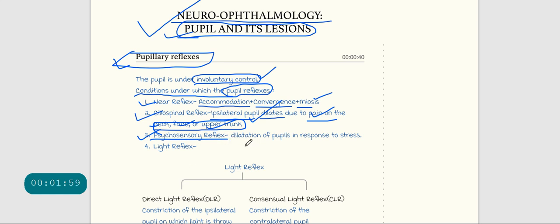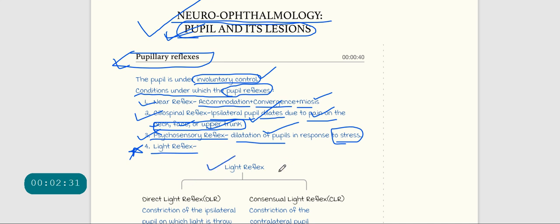Psychosensory reflexes are dilation of the pupil in response to stress. In any stress or strain condition there will be pupil dilation, and both the pupils will dilate. This is a common phenomenon. Now the phenomenon which we are going to discuss here in the neuro-ophthalmology of the pupil is the light reflex. So we will discuss briefly about the light reflex.